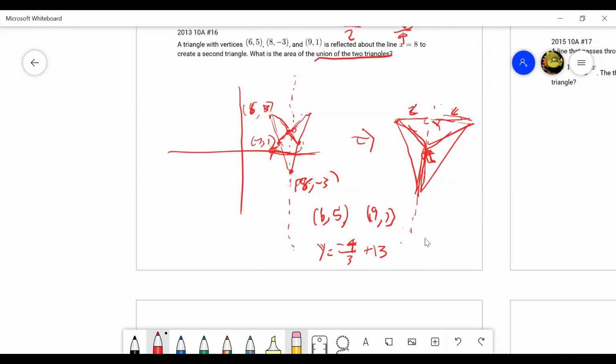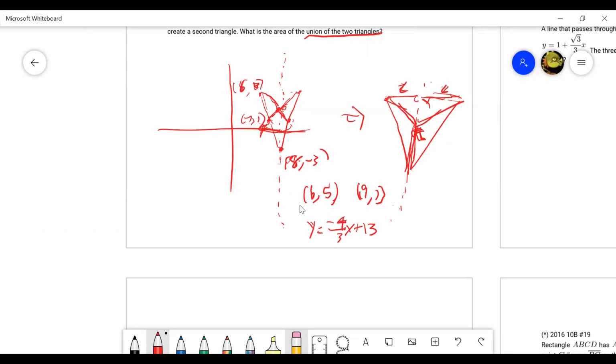Yeah, okay. And then from here, just plug in x equals 8. This gives y equals -32/3 plus 13, or 7/3, because 13 is 39/3, so 39 minus 32 is 7/3. That means this length is going to be equal to the difference in y coordinates because the x coordinates are the same. So the base that we're using is going to be 7/3 minus -3, which is 16/3.